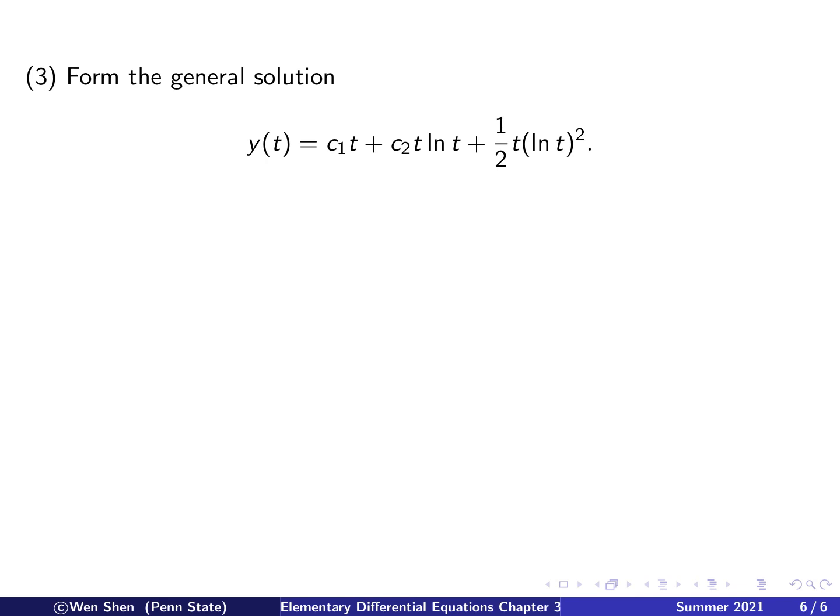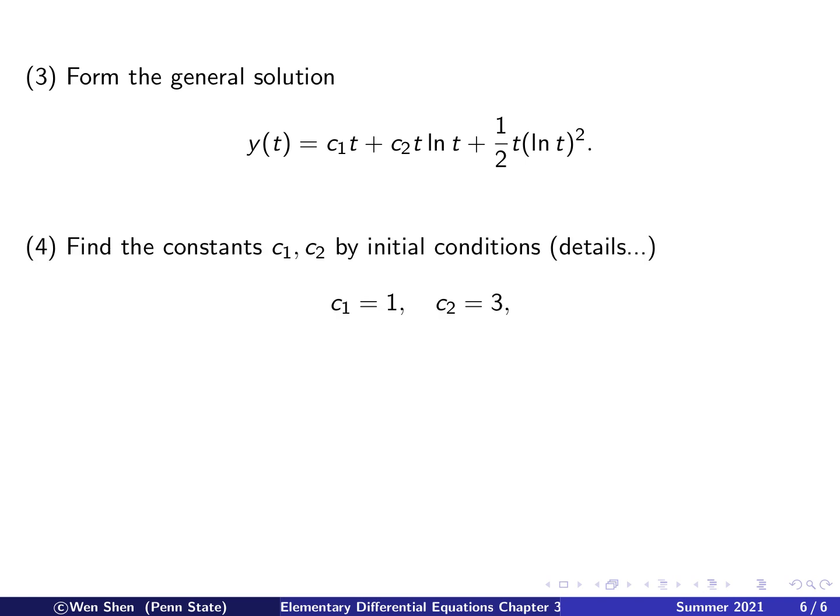Now we can use the two homogeneous solutions and the particular solution to form the general solution. The general solution is c1 y1 plus c2 y2 plus yp, and we have put in all those solutions here. So this is a solution where c1 and c2 are arbitrary constants.